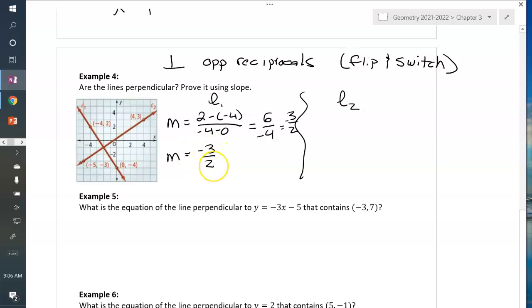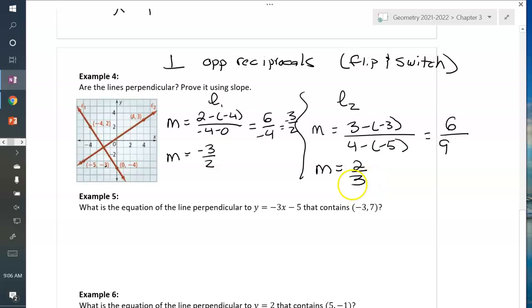Negative 3 over 2. Now L2, the slope for that one is going to be 3 minus negative 3 over 4 minus negative 5. 3 minus negative 3 is 6. 4 minus a negative 5 is 9. And that reduces to 2/3.